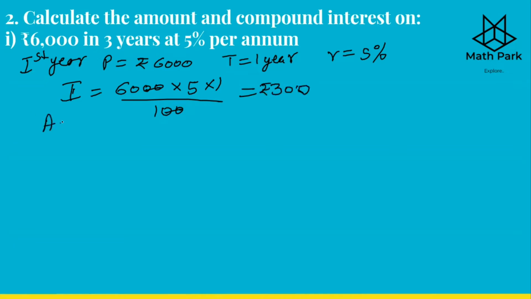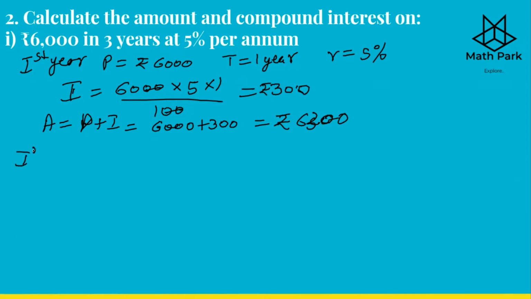Then amount is equal to principal plus interest, which is 6,000 plus 300. So which is 6,300, that is rupees 6,300. This is the amount at the end of the first year. The amount at the end of the first year becomes the principal for the second year.